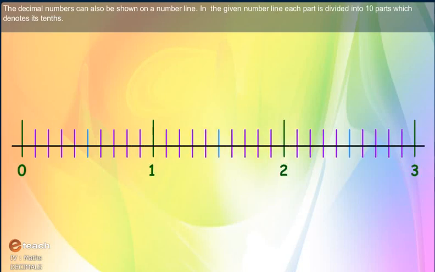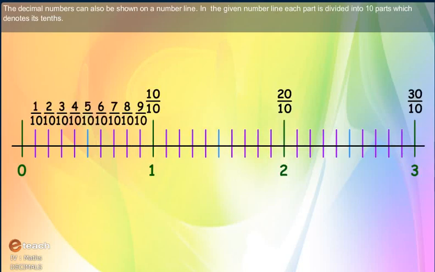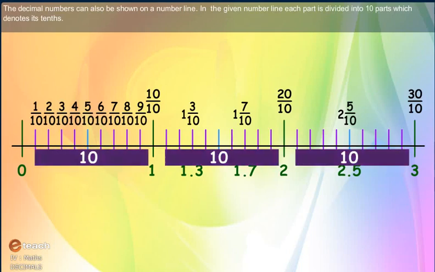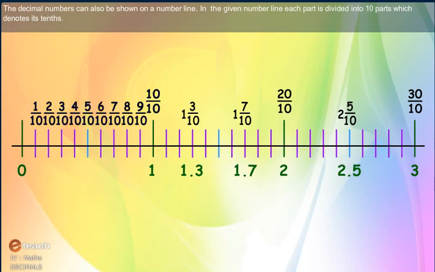The decimal numbers can also be shown on a number line. In the given number line, each part is divided into 10 parts, which denotes its tenths.